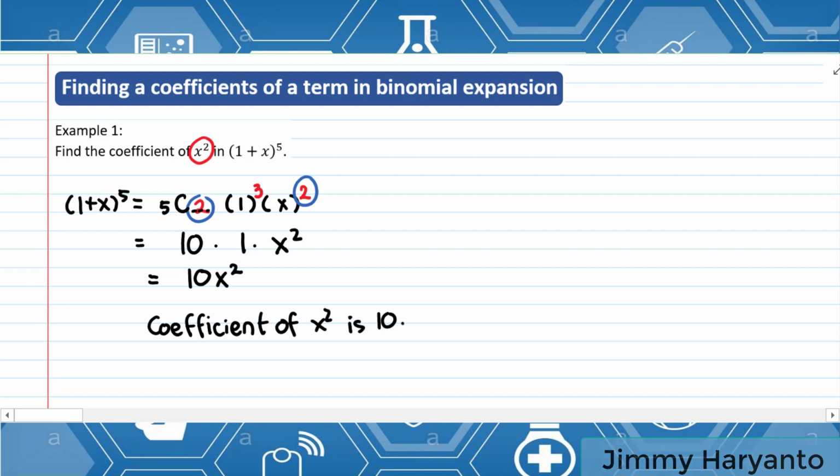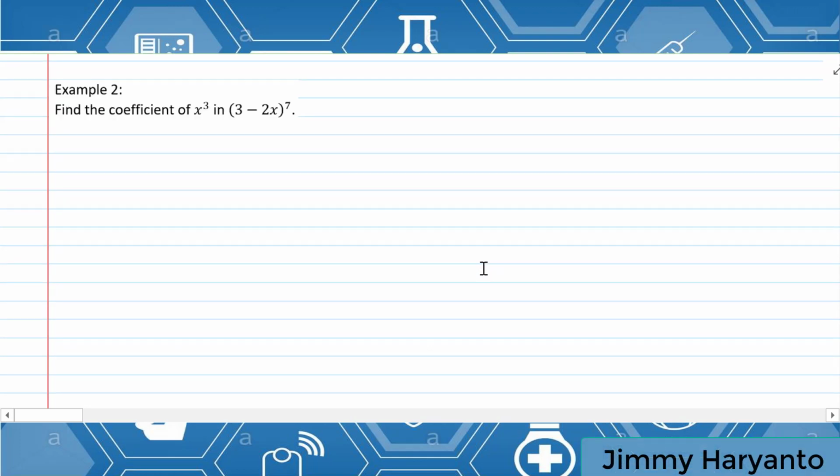Okay, this is the simplest question. Next, example 2. Find the coefficient of x cubed in (3 minus 2x) to the power of 7. So I have (3 minus 2x) to the power of 7. The question wants us to find the coefficient of x cubed. So I write the sum first. 7 C something, I don't know yet. And then 3, and then negative 2x. Because the question wants us to find the coefficient of x cubed, I don't have any choice.